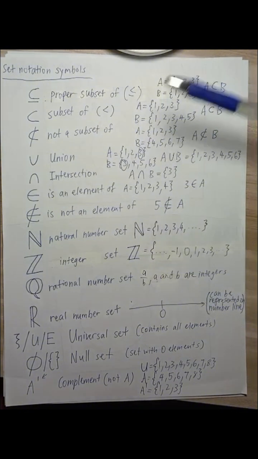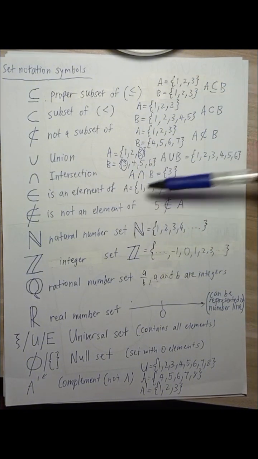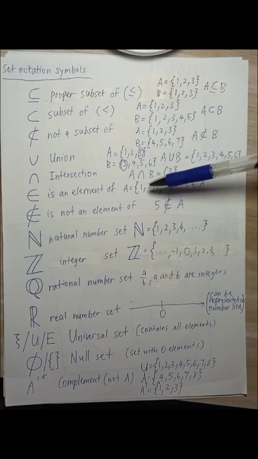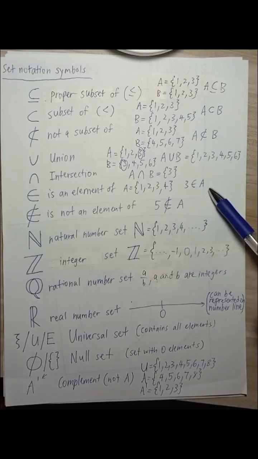And this symbol represents is an element of. So let's say this set A has elements 1, 2, 3, and 4. There's a number 3 inside the set A, so 3 is an element of A.